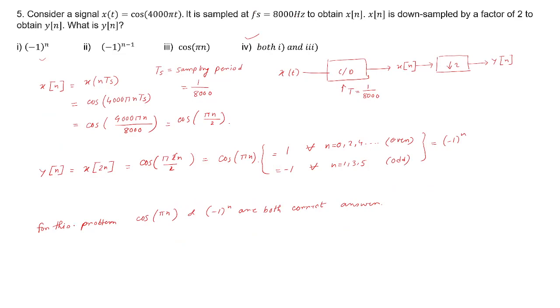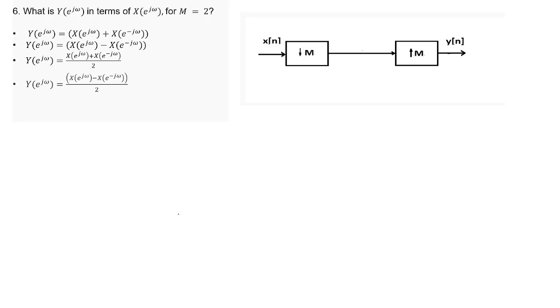Okay, let us move to the sixth question. So you see, the block diagram is already drawn here. This is our input sequence xn, which passes through a downsampler block with a downsampling factor of M, and then it passes through an upsampling block with a factor of M to obtain the sequence y. Seeing the options, it is basically concerned about the discrete time spectrum of the output sequence yn. We need to represent the spectrum of yn in terms of xn.